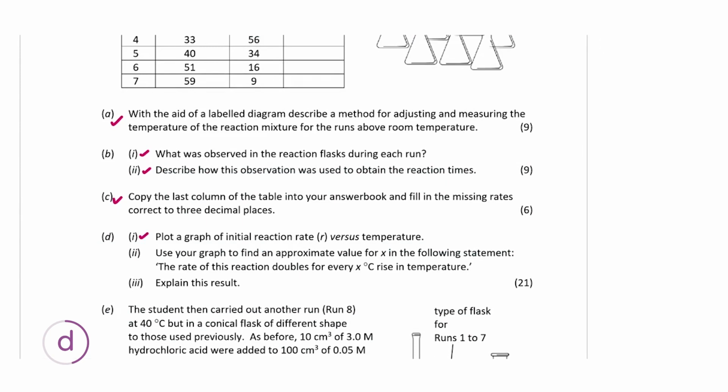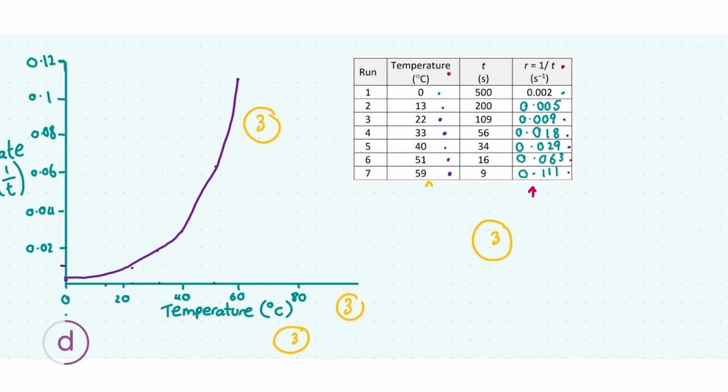D part 2 asks us to use your graph to find an approximate value for x in the following statement, okay? So it says that the rate of this reaction doubles for every x degrees Celsius rise in temperature. Okay, so now let's look at the graph for this. The rate of reaction, and this is actually from the table, but I just thought it was the easiest way to go about it. You can see now that it doubles from 0.09 to 0.18, okay? So it doubles here, right?